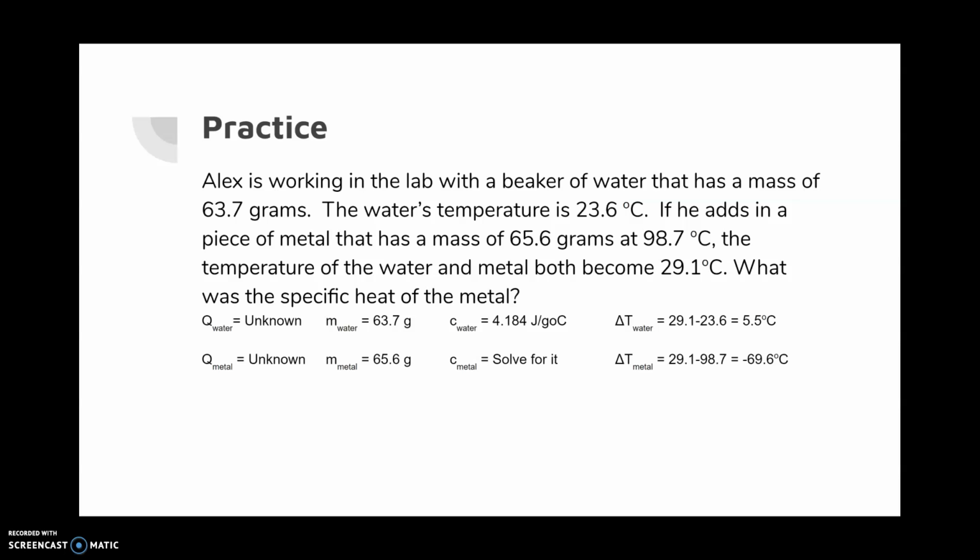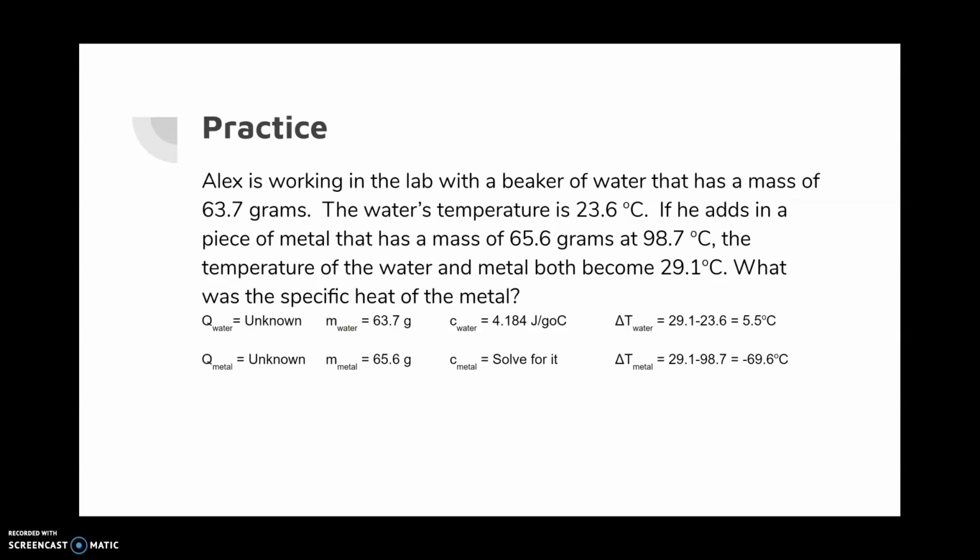In the first line, we have Q, M, C, and change of T, but the little subtitles next to each of the variables tell me what object I am talking about. So the first one says Q water, M water, C water, and change of T water, right? By organizing it this way, my variables will not get jumbled up. Therefore, the next line says Q metal, M metal, C metal, and change of T metal. Please organize your problems in the same way.